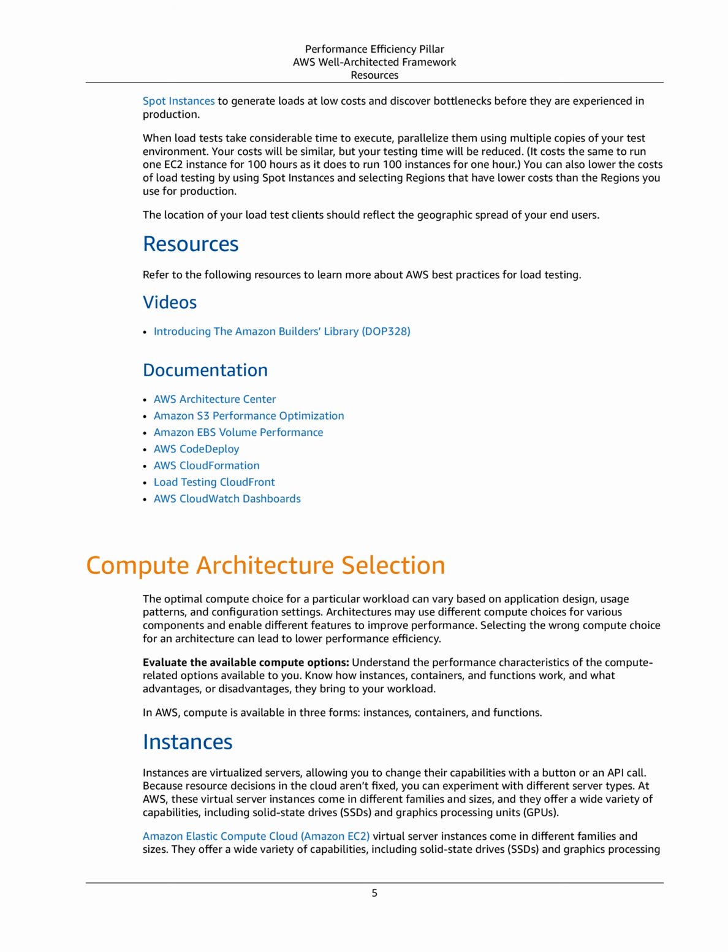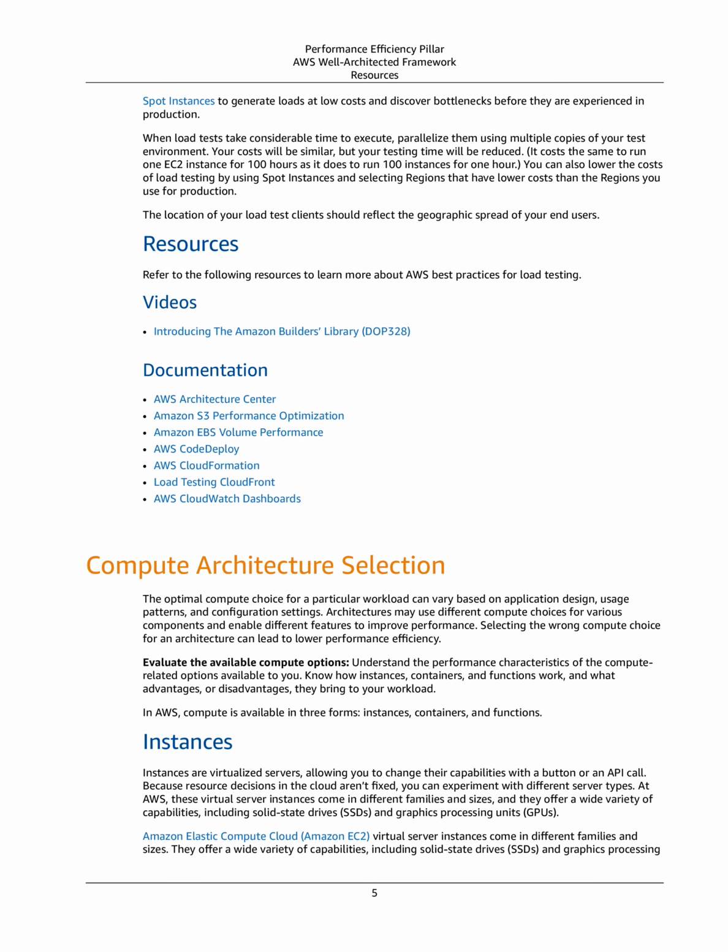Compute architecture selection. The optimal compute choice for a particular workload can vary based on application design, usage patterns, and configuration settings. Architectures may use different compute choices for various components and enable different features to improve performance. Selecting the wrong compute choice for an architecture can lead to lower performance efficiency. Evaluate the available compute options. Understand the performance characteristics of the compute-related options available to you. Know how instances, containers, and functions work, and what advantages, or disadvantages, they bring to your workload.